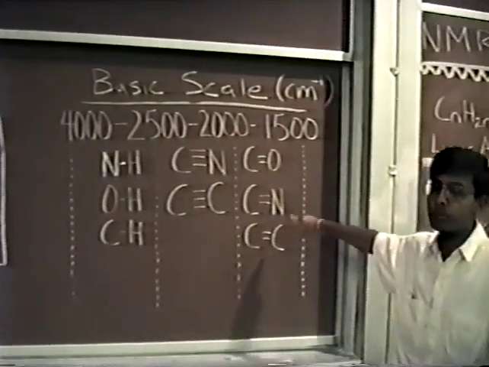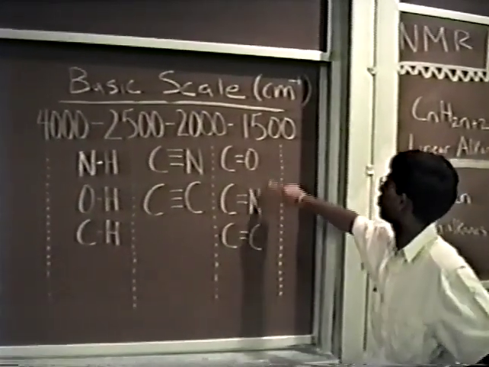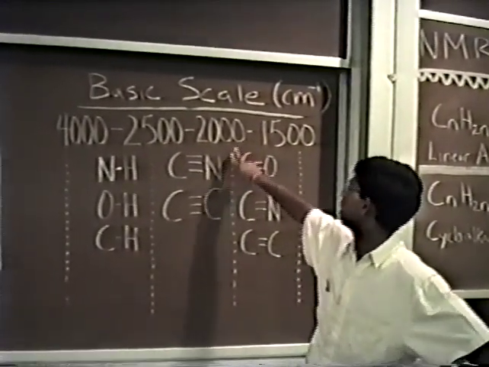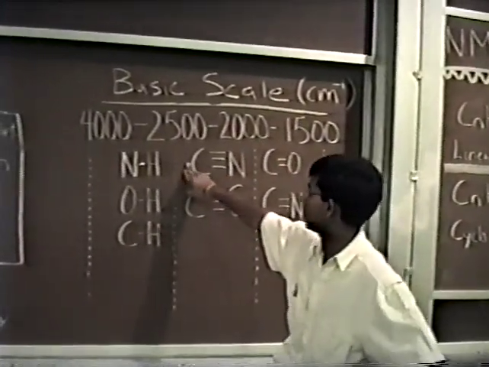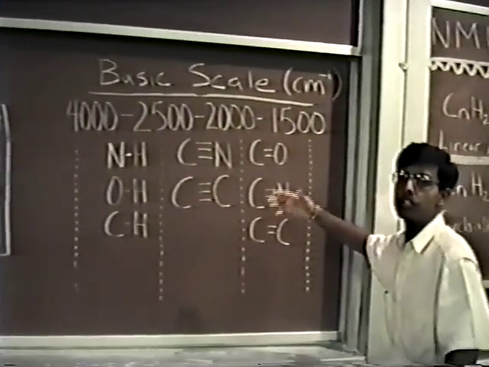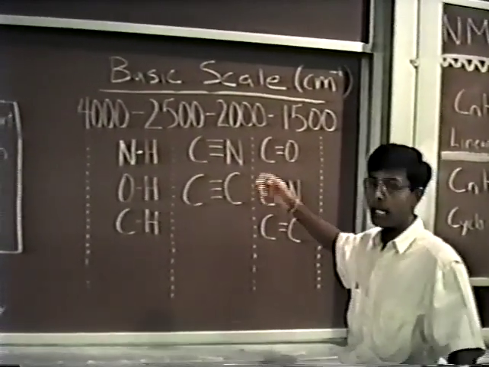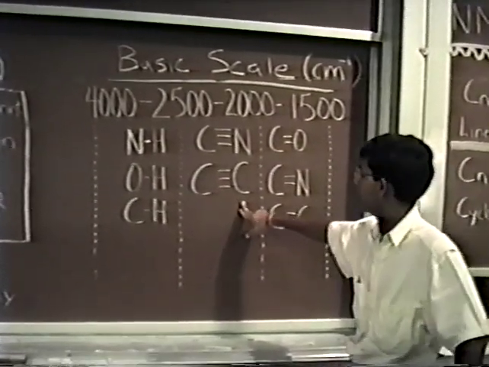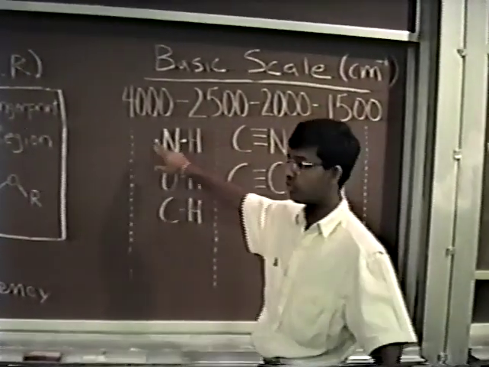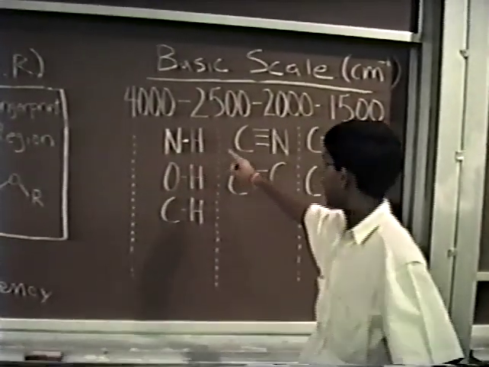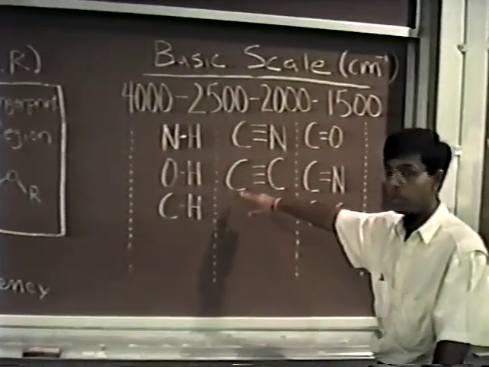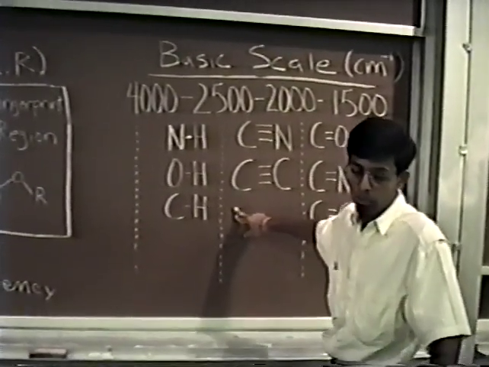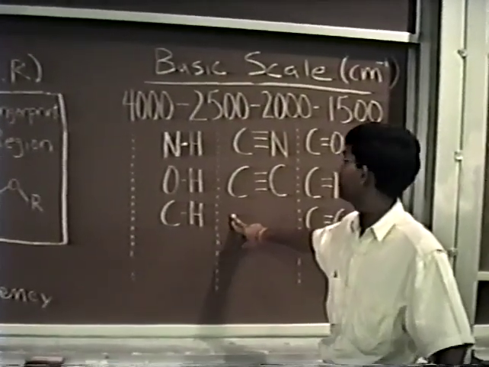Basically, any double bonded functional group peak will be in the region of 1500 to 2000 inverse centimeters. Next, between 2000 and 2500 inverse centimeters, you will see any triple bonded functional group peaks, i.e. C≡N nitrile or C≡C alkyne. Next, between 2500 and 4000, you will see an NH peak, or an OH peak, or a CH peak. You'll be able to determine which peak it is by looking at the empirical formula of your compound.